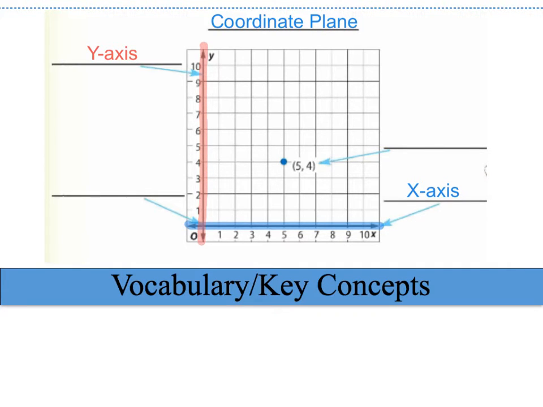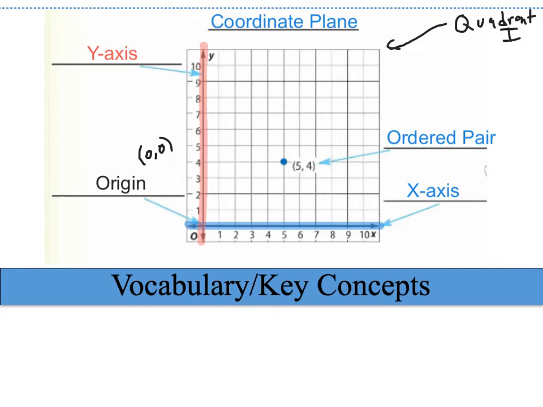And we know that when the x-axis and the y-axis intersect, we have the origin, which is located at 0, 0. That's the ordered pair for the origin. We also know that when the x-axis and the y-axis intersect, it forms the coordinate plane. So here, we're just looking at quadrant 1 right now. Finally, the location on the coordinate plane is known as an ordered pair. And remember, we always go from x first, followed by y. So let's use these key concepts to discuss the following examples.